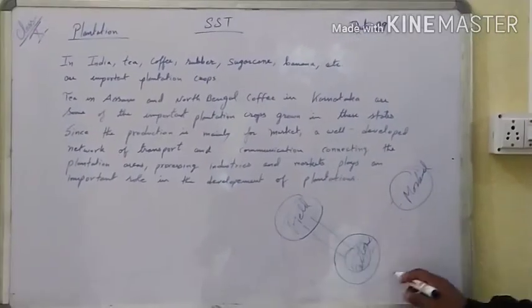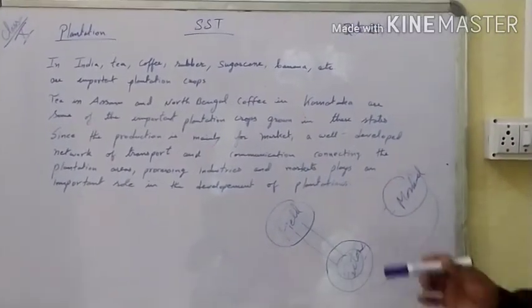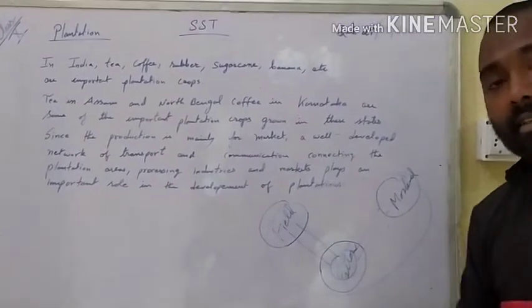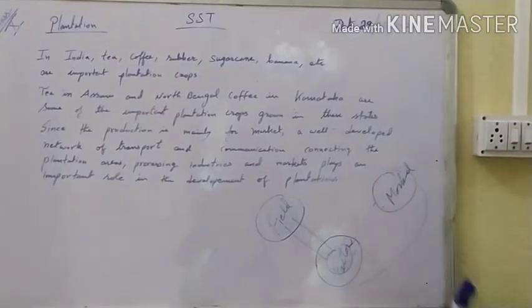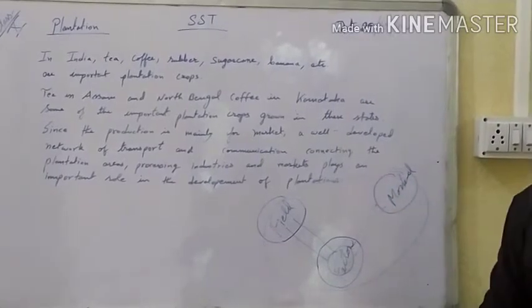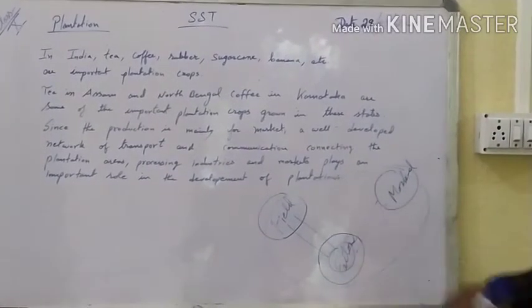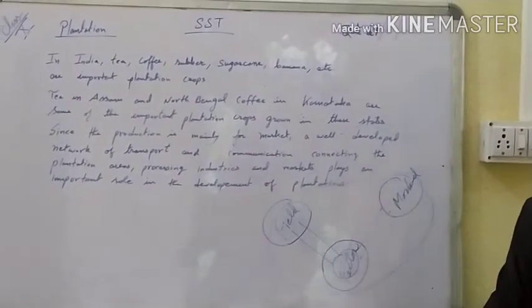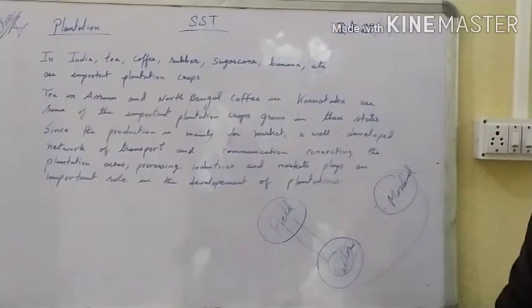There is a network between these three. That is why we call it the interface between the field and the industries. And lastly the processed products are sold in the market. So there is a network between these three sectors. I hope you understood this.